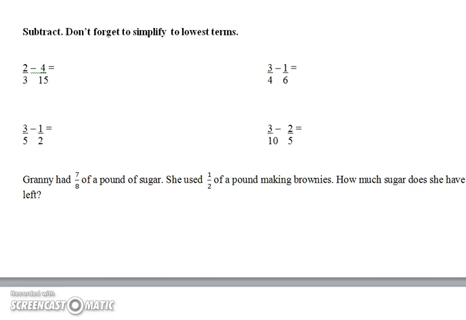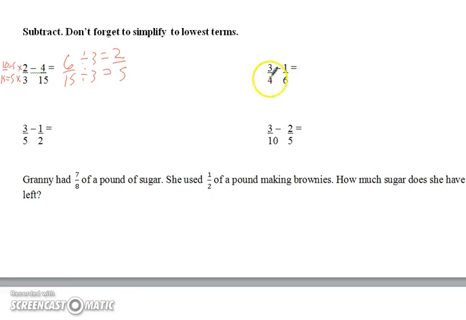Subtracting is going to be the same kind of thing we just did with adding. Take a fast look. Can I change the 3 to a 15? Yeah, all I got to do is times 5. So which means I'm going to take 2 times 5, which equals 10. So now I have 10/15 minus 4/15 equals 6/15. I'm pretty sure we simplified that one up above. That was one of the simplifying questions. So it equals 2/5.